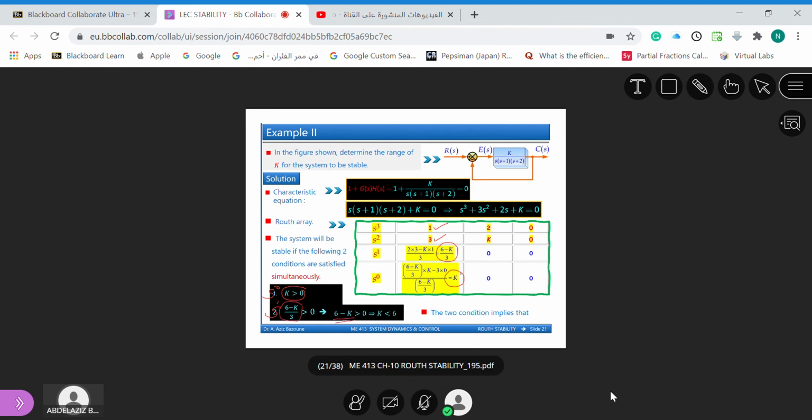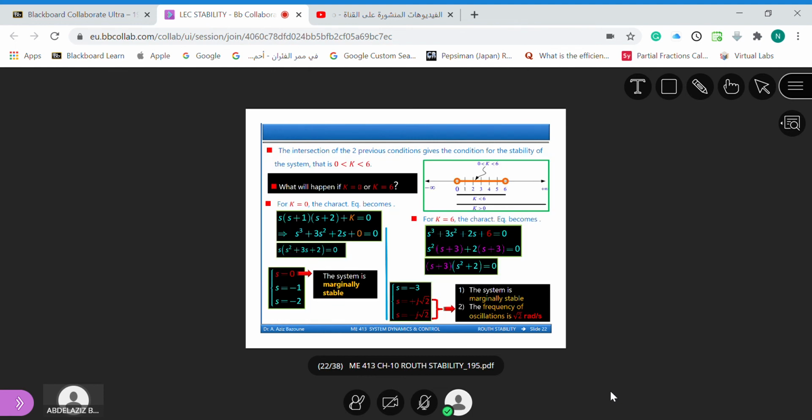6 minus K positive means K should be less than 6. In fact, here we should have K positive and at the same time K less than 6. The two conditions must be satisfied at the same time. So the first condition, K must be positive, from here to infinity. And the second condition is K must be less than 6.